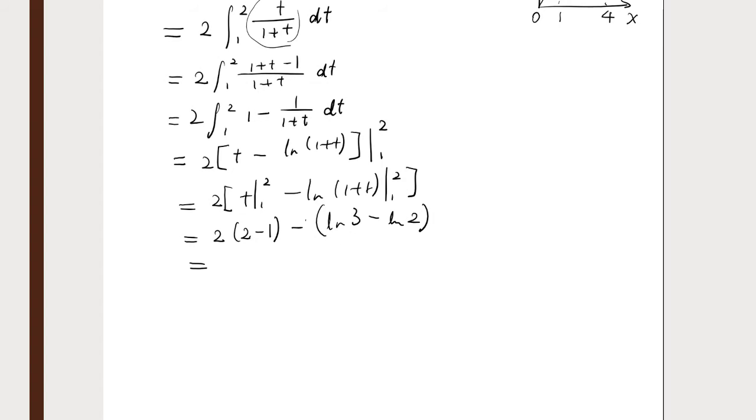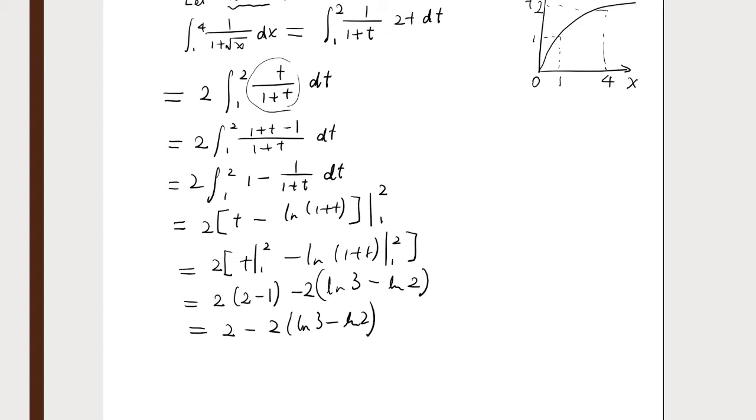Okay, yeah, I'm sorry, I forgot the 2 here. So let's try it. We have 2 here, minus 2 times (ln 3 minus ln 2). Yeah, I think that's the final result. All right, as you can see, the definite integration, which is only a number, is actually simpler in the final step.